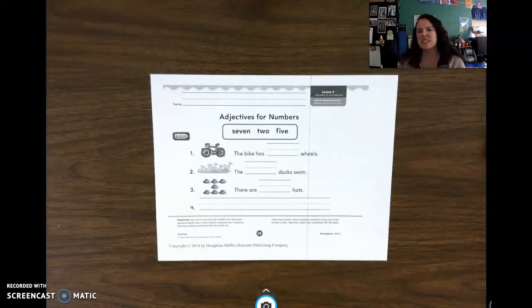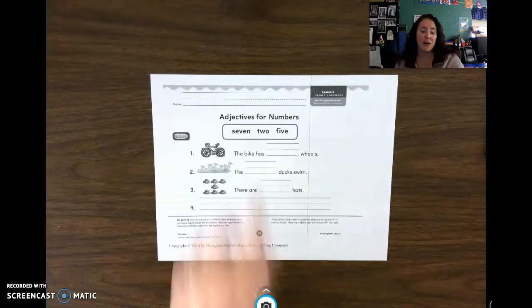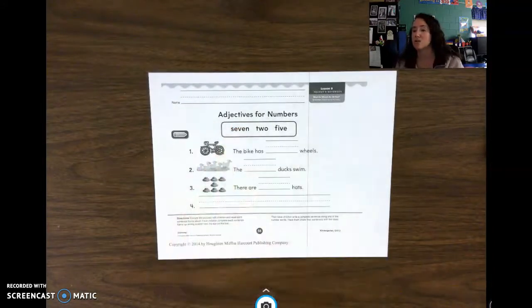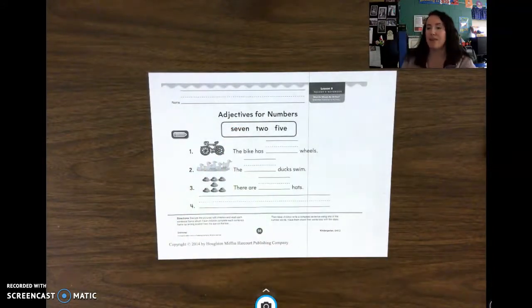It might tell you their size, their shape. It's going to tell you something about them so you understand more about that thing. Today we're going to talk about adjectives that are numbers. Numbers can describe things. They can tell you how many of something there are or how many things something has. Maybe legs or hands or how many wheels or all different kinds of things. So adjectives can also be number words.